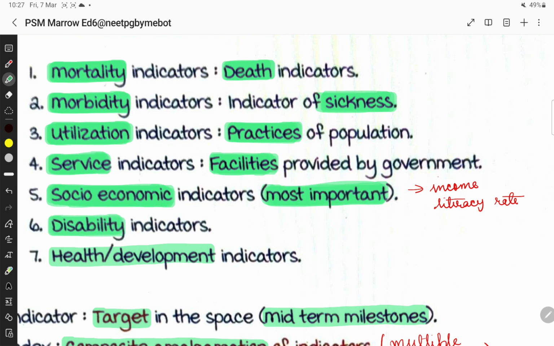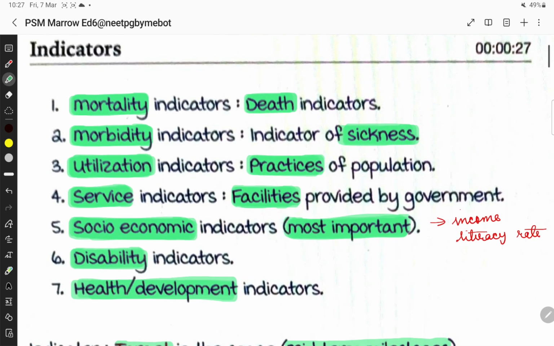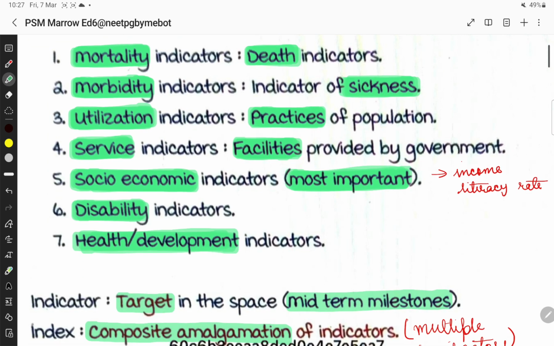Then disability indicators, and we have health and development indicators. So mortality indicator is the indicator of death. Morbidity indicator is the indicator of sickness. Utilization indicator indicates the practices of the population. Service indicator indicates the facilities provided by the government. Then the socio-economic indicator, which is the most important indicator. Disability indicator, and the last is health or development indicators.